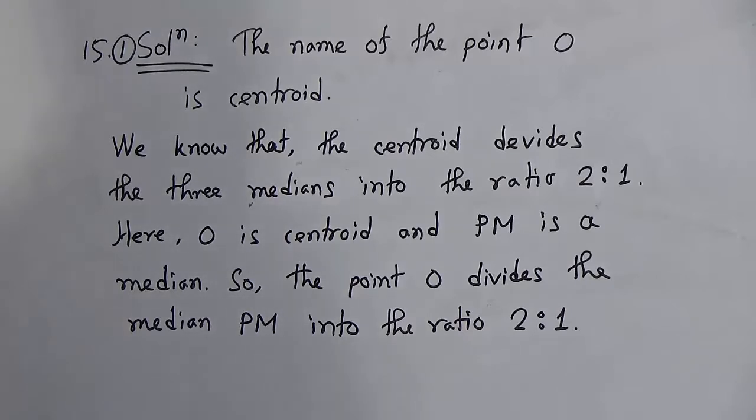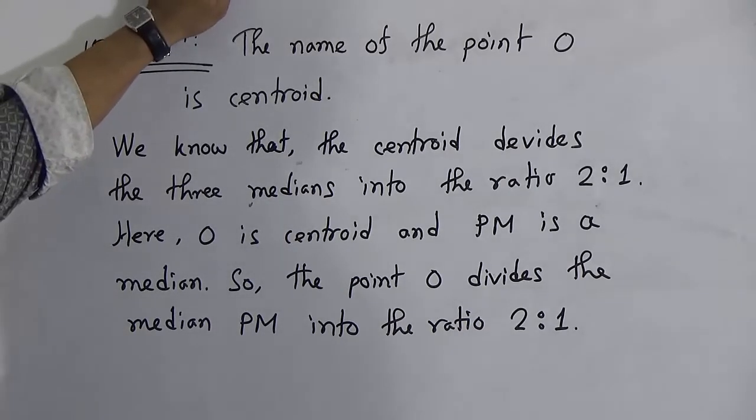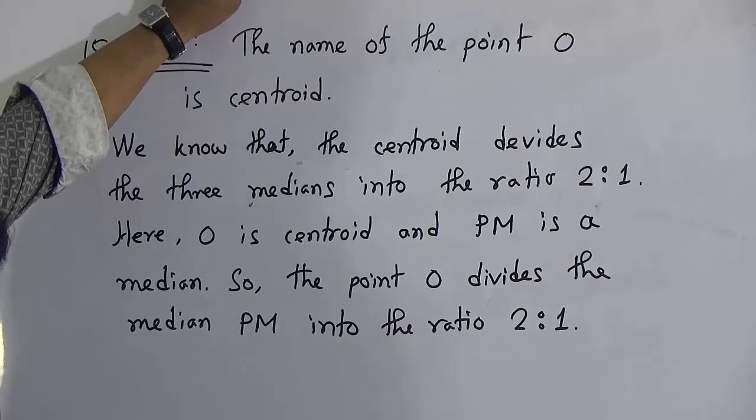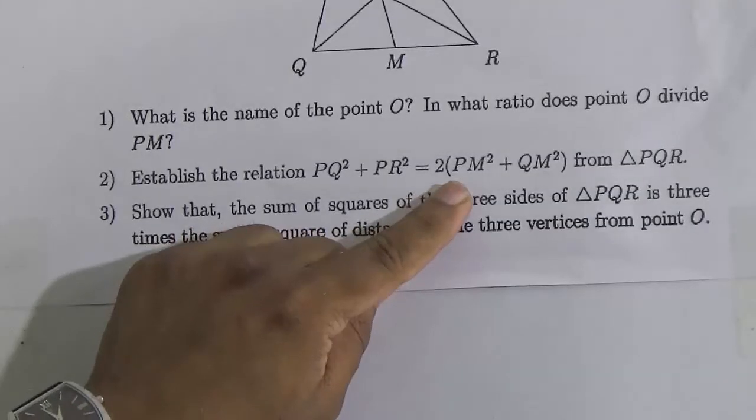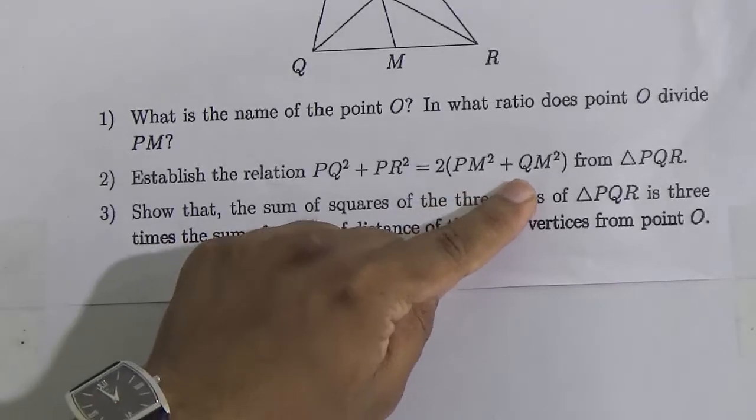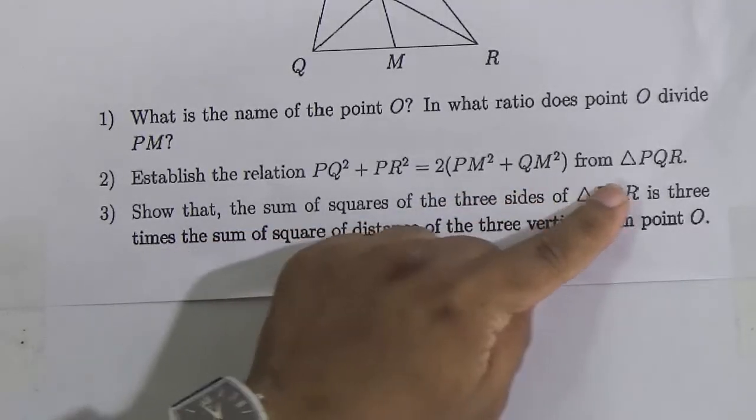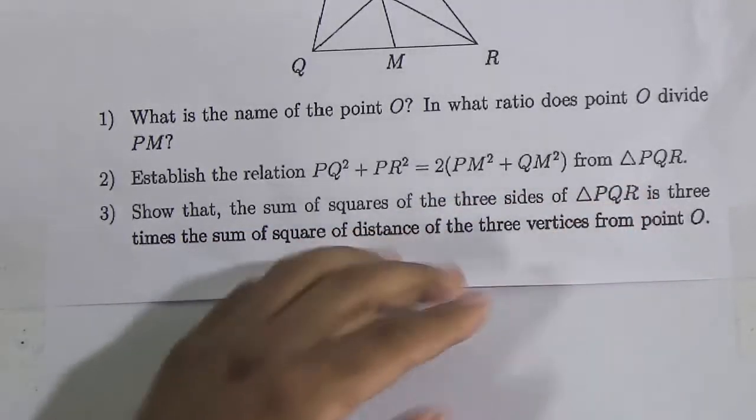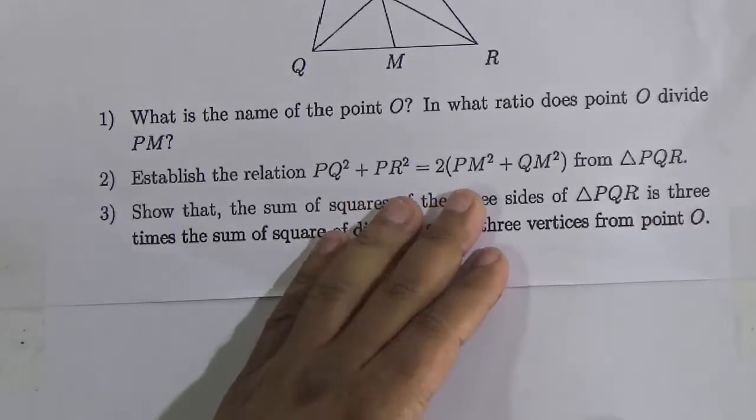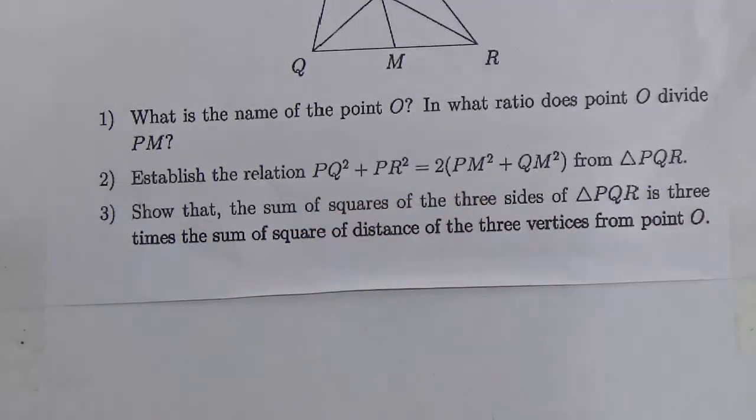Okay, now question number 2. Question number 2 is, establish the relationship PQ square plus PR square equals 2 into PM square plus QM square, from triangle PQR. My dear students, it's a very simple proof of Apollonius theorem. You already know the Apollonius theorem.